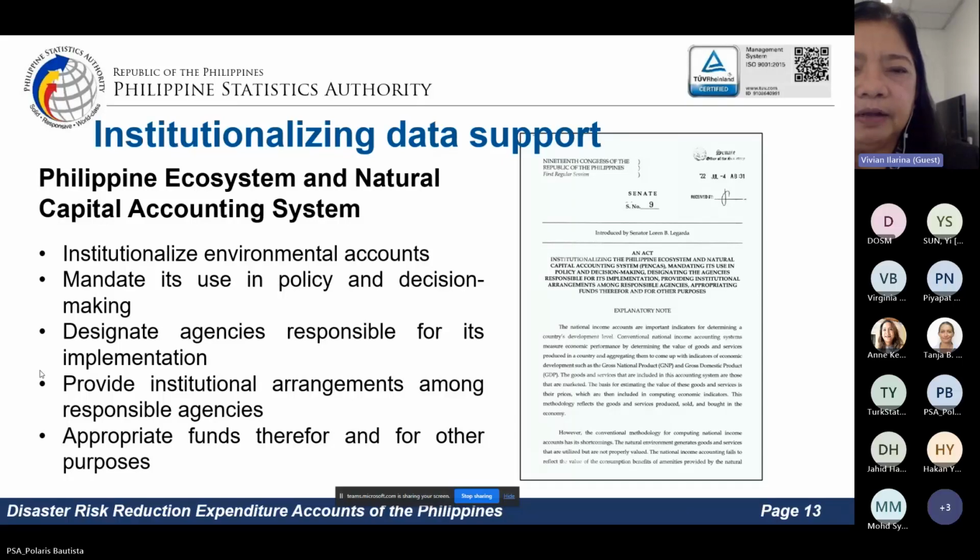So all those environmental and ecosystem related accounts are highlighted, articulated in this bill to make sure that we will institutionalize them. This bill also mandates the use of the environmental accounts in the policy and decision making, and designates also which agency is responsible, which agencies are the data producers, and which agencies are the users. And also very clear in the law are the agencies, the arrangements, and who will report to whom. So we have the Philippine Statistical Authority Board that oversees the implementation of the PENCAS. And also, the bill will provide funds, so making sure that all this data will be institutionalized.